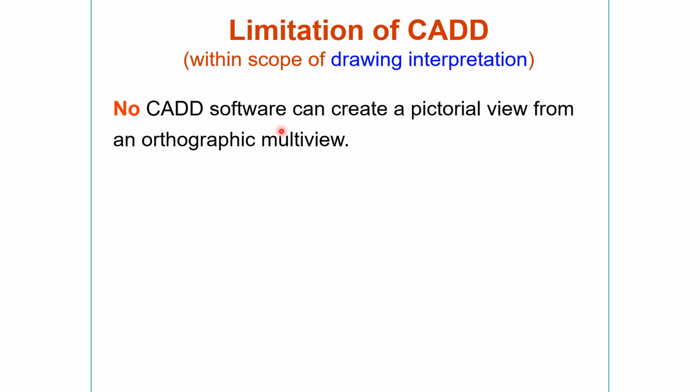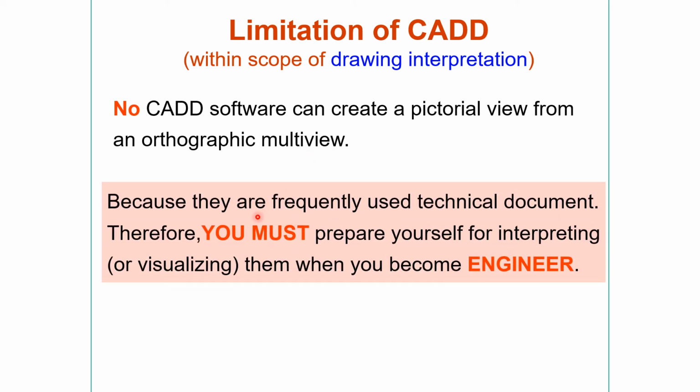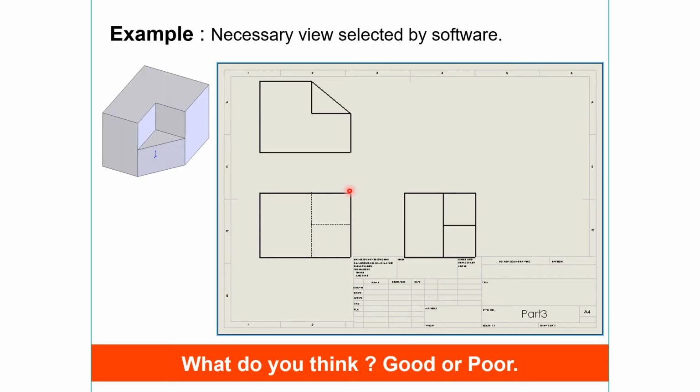Limitation of CAD: no CAD software can create a pictorial or 3D view from an orthographic view or multi-view automatically, because they are frequently used technical documents. Therefore, you must prepare yourself for interpreting or visualizing them when you become an engineer. So it is your responsibility to learn how to read orthographic or multi-view drawings to visualize the 3D object. That is your responsibility.